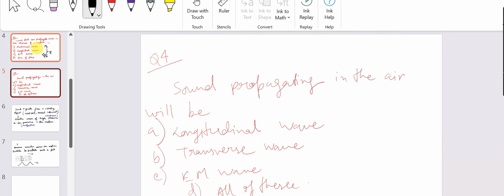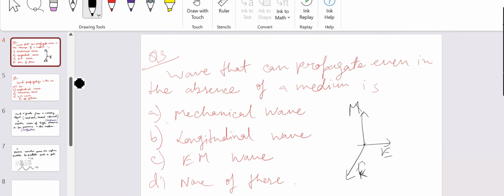Sound is also a mechanical wave. Always remember, a wave that can propagate even in the absence of a medium is an electromagnetic wave. So sound, which is a mechanical wave, is also a longitudinal wave. It's not necessary that all mechanical waves are longitudinal, or all longitudinal waves are mechanical, but sound is an example of both.